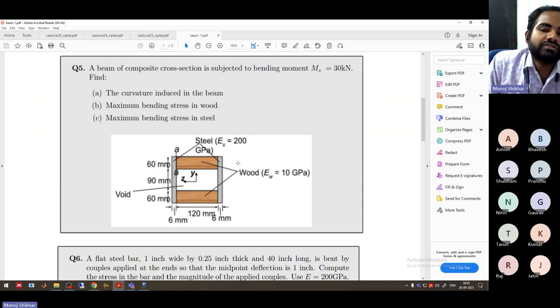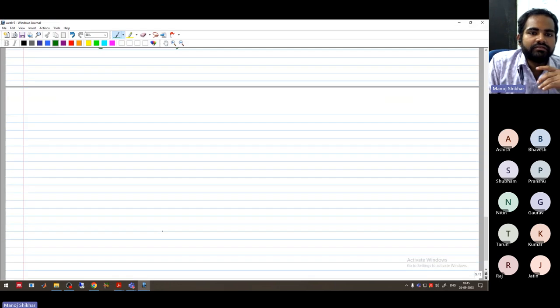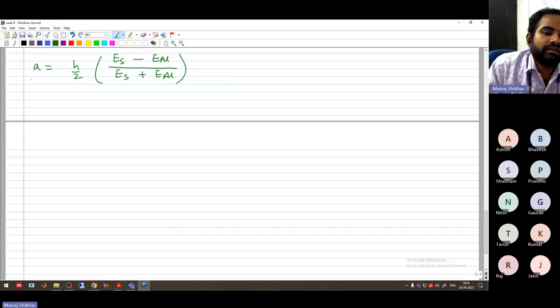So that will be the first observation you should have: the cross section is symmetric. It doesn't matter that it is made up of a composite cross section. If it is symmetric overall, the neutral axis will pass through the mid horizontal line in the cross section. Okay, so let's draw the figure in the question.